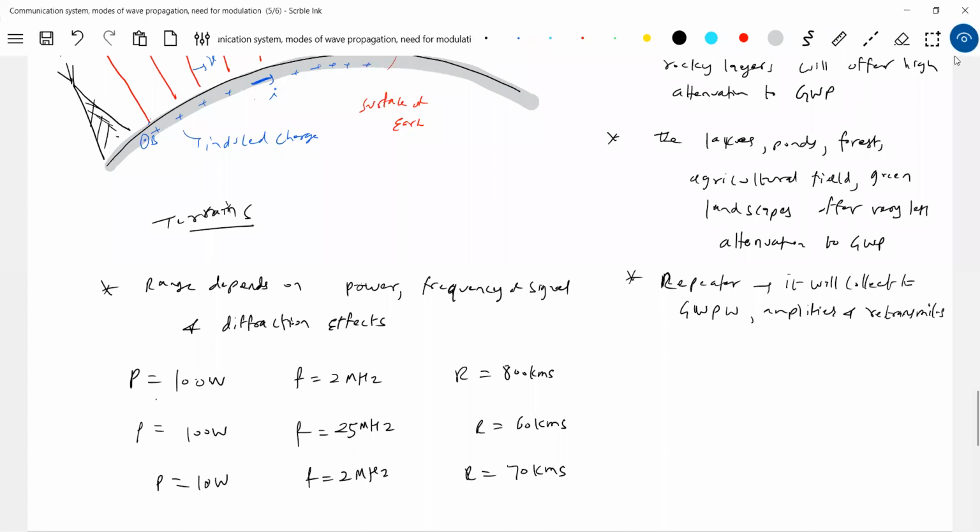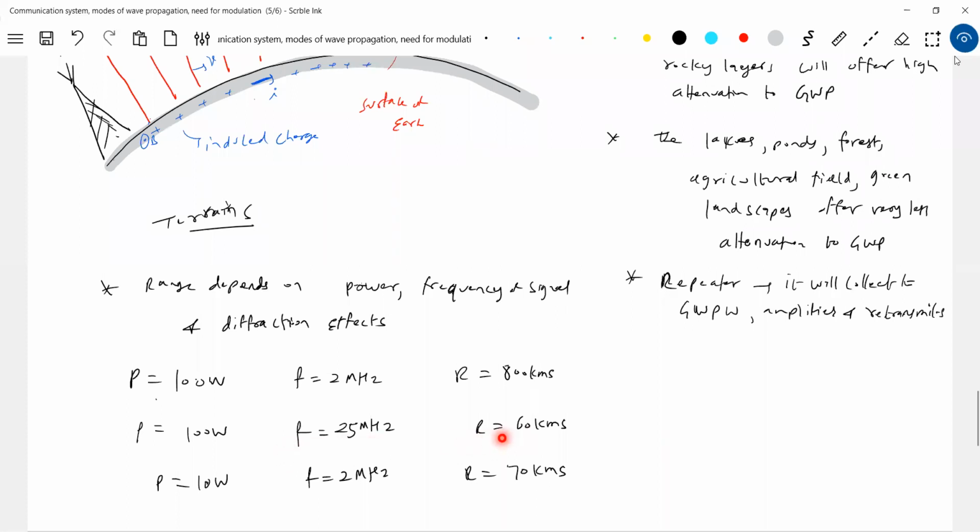Are you able to compare? Power 100 watt, frequency 2 megahertz, the range is 800, I mean the distance between transmitting and receiving station. Power is 10 watt, the same frequency 2 megahertz, the range will be 70. So shall I say the range depends on power? Okay, now let's compare these two. Power 100 watt, 100 watt, but the frequency is low here, and high here. The range decreases. So as the frequency of the signal to be transmitted increases, the range decreases.